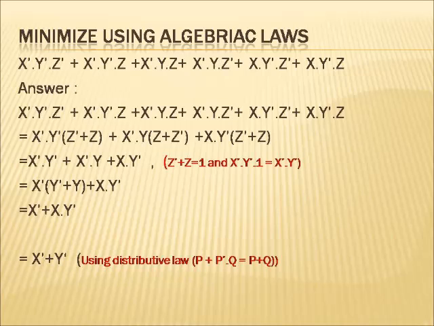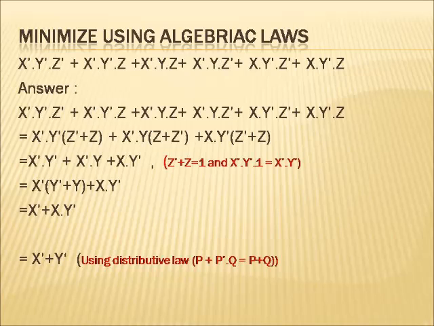Again we are looking for the common terms. So when we consider the first and second, x bar is common there. So when we take x bar common, x bar of y bar plus y. Again we know that y bar plus y is equal to 1. So we can write it as x bar plus x dot y bar. So actually this is the direct application of the distributive law.